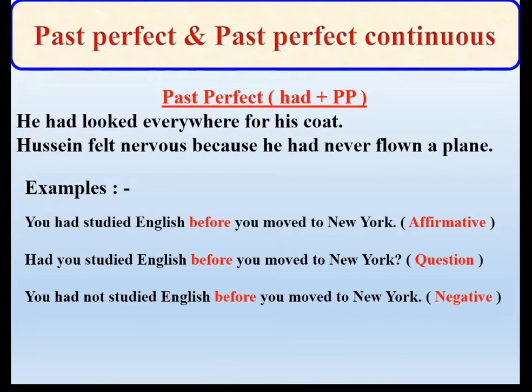Illustrate the past perfect and past perfect continuous. Okay, past perfect, as you see, how to form it: had plus past participle. And as we said, it represents the first action in the past. If we have two actions in the past, the past perfect is the first action. Okay?